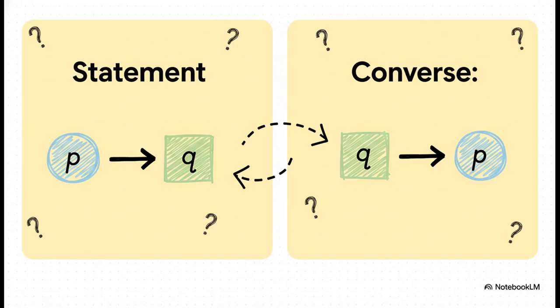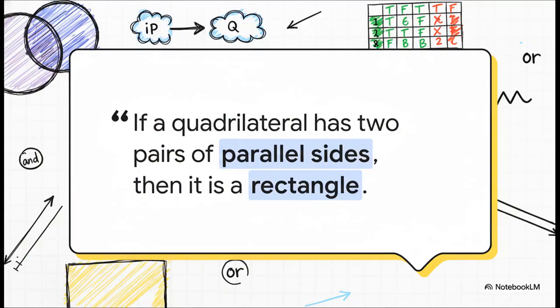We assume that if P implies Q is true, then if we just flip it around, that must be true too. Well, this flipped version, if Q then P, actually has a name. It's called the converse. Okay, so let's look at the converse of our nice, safe geometry statement. If a quadrilateral has two parallel sides, then it is a rectangle.